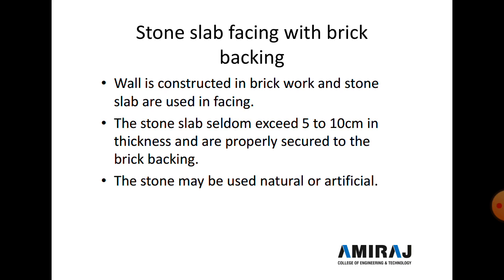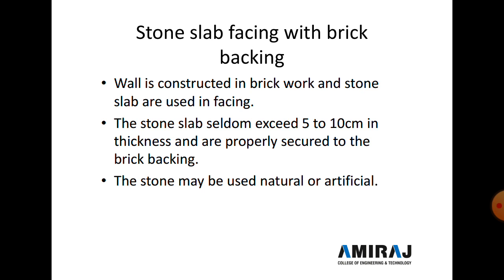So generally this type of wall is used in the front view of the building for attractive view purposes. When we use the stone face, from the front view it looks like the building is constructed by stone only. So this type of stone slab facing and brick backing composite masonry work is used only for good appearance and attractive view purposes.